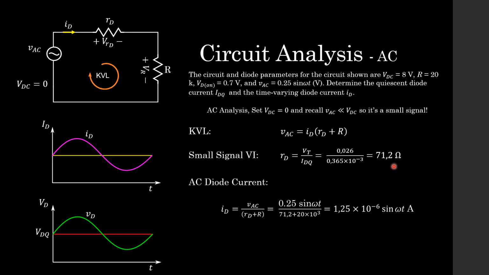And once we get our small signal incremental resistance, we can use some good old-fashioned Ohm's law to calculate the current going through our diode. And as you can see, it peaks at 1.25 microamperes. And yes, that is a lot smaller than the DC or IDQ current that we calculated previously. From what I recall, it was about 0.3 milliamps, which is much greater than this. So we are indeed working with a small signal.